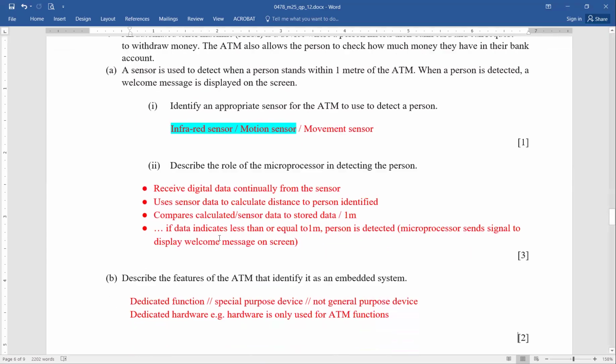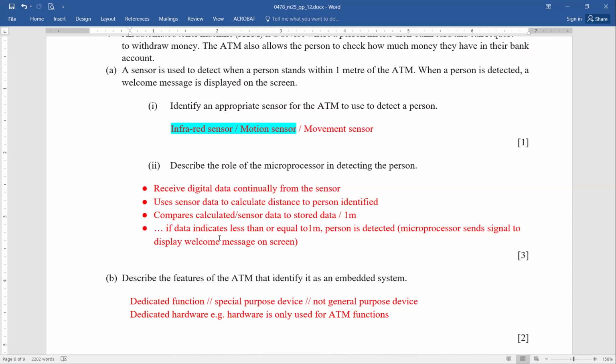Okay, now a 2-mark question. Describe the features of the ATM that identify it as an embedded system. See, the features of an ATM that make it an embedded system. What is the feature of an embedded system? We know very well embedded systems function dedicatedly for one task only. They are special purpose devices, and they have dedicated hardware.